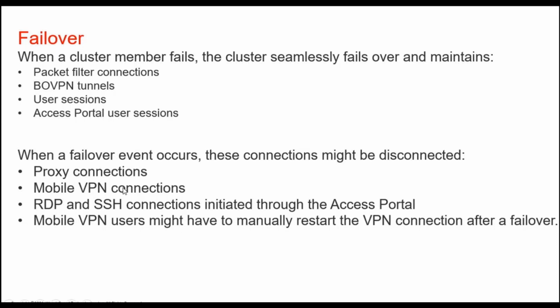Proxy connections are one of them. For the mobile VPN connections, you'll see that you've been disconnected, but if you have auto connect, it will connect again. The RDP and SSH connections initiated through the access portal are going to be disconnected, and mobile VPN users might also have to manually restart the VPN, right? So these are things that you have to take into consideration. But the worst case scenario here is that it takes a couple of seconds to fail over from the first to the second, and after that, it's just a matter of restarting the VPN. So it's not going to be hours of trying to reconnect again.